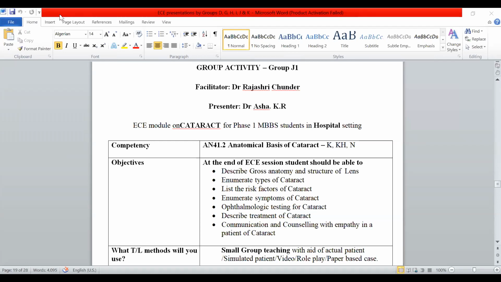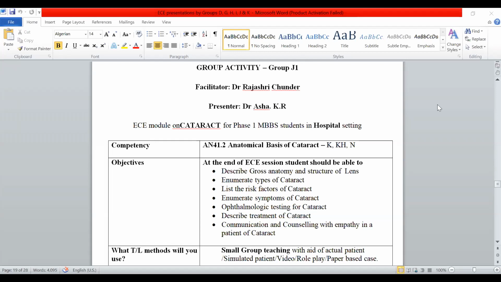The teaching learning method which will be used here is small group teaching with the aid of an actual patient. If it's not available, with the aid of a simulated patient, or video, or role play, or a paper-based case.